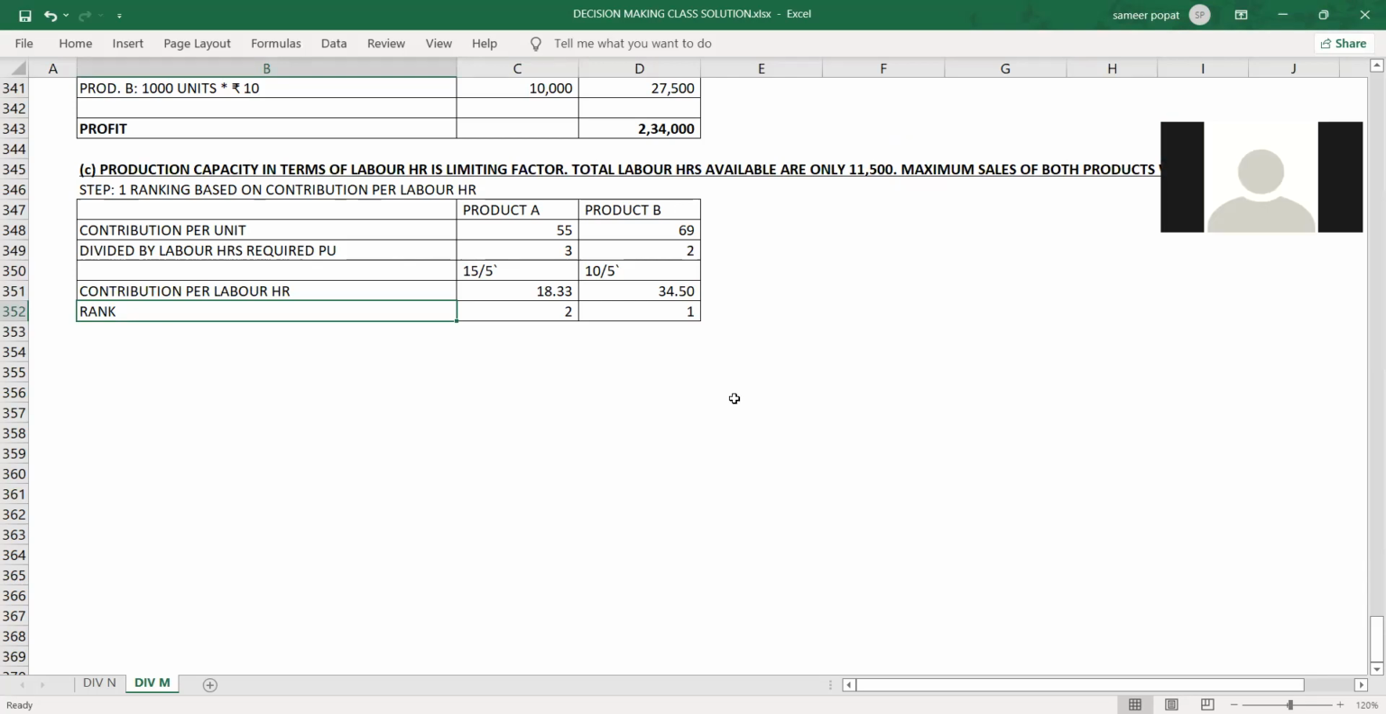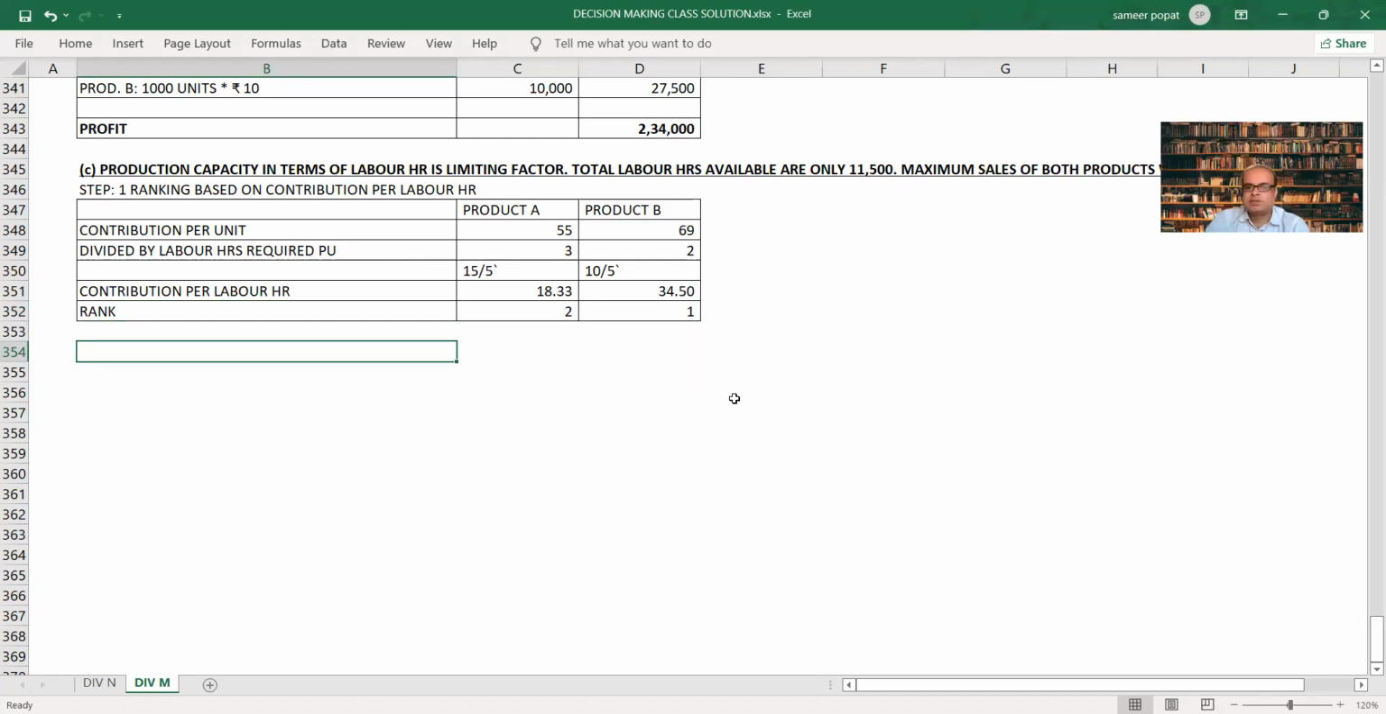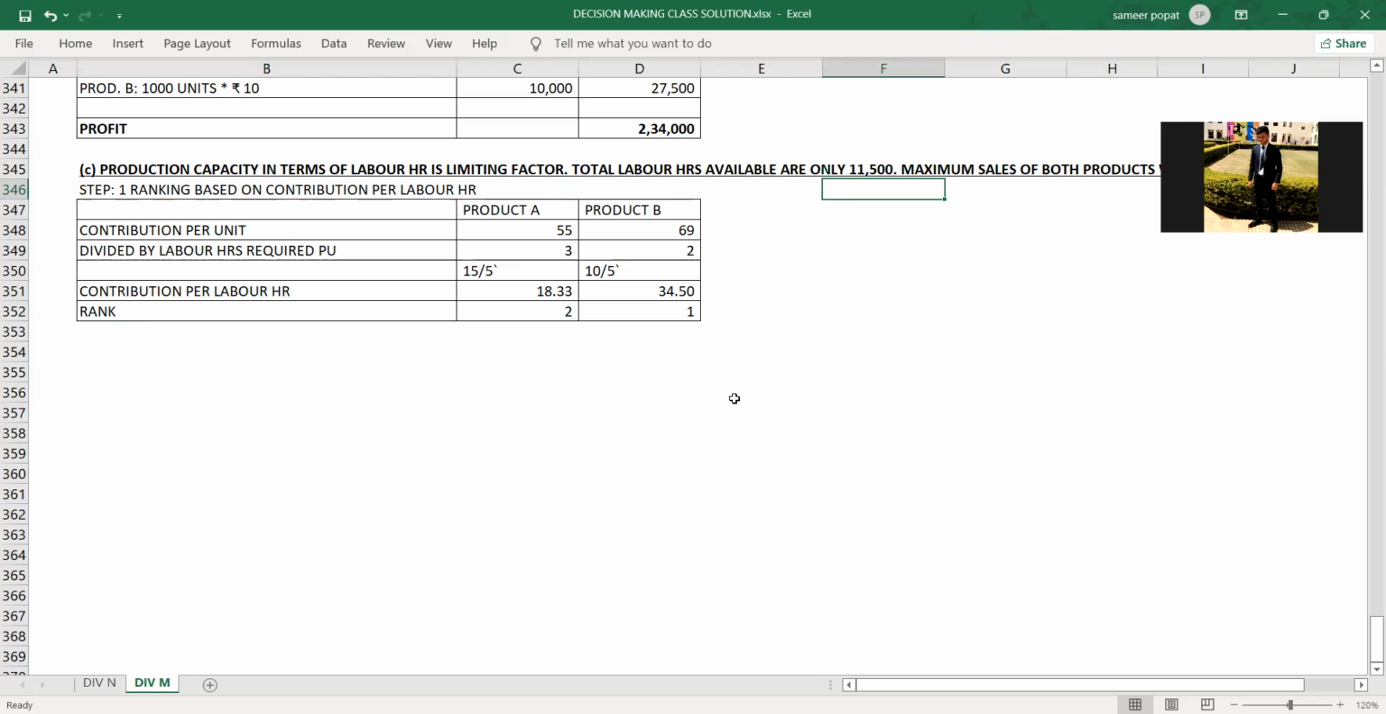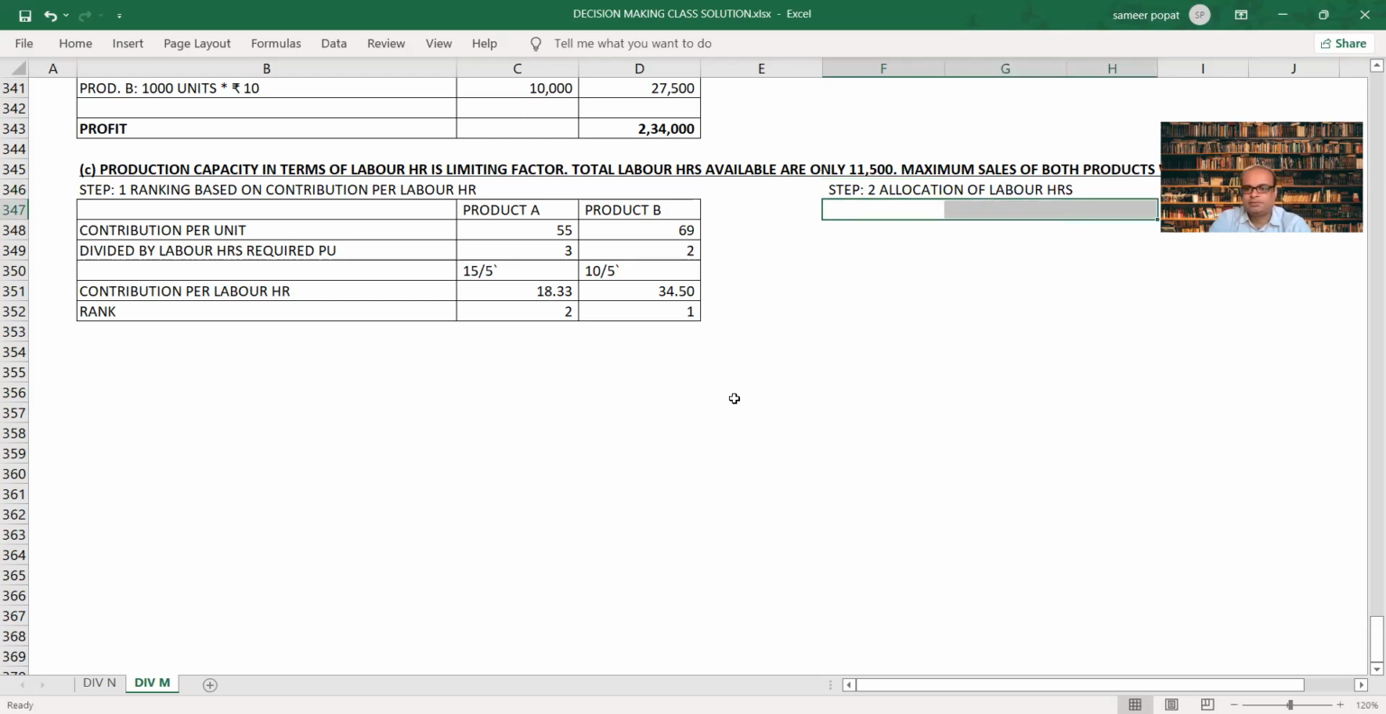I hope everyone understood it. Yes, sir. Okay, others, have you got it? Yes, sir. Great. Now, step number 2, allocation of labor hours based on ranking.